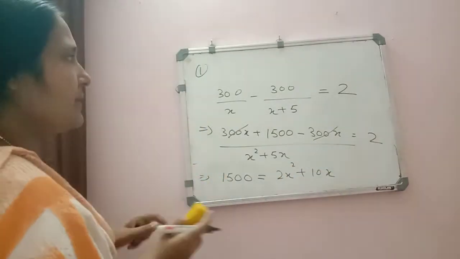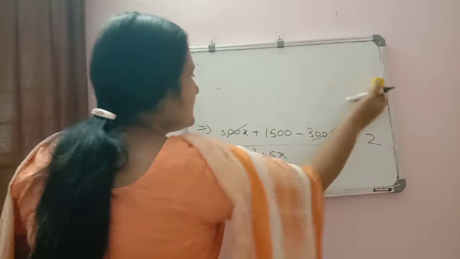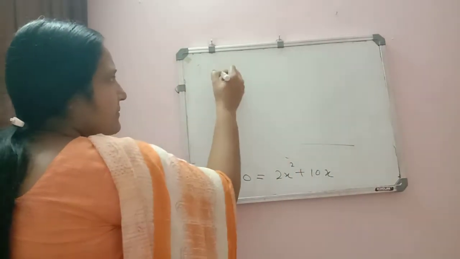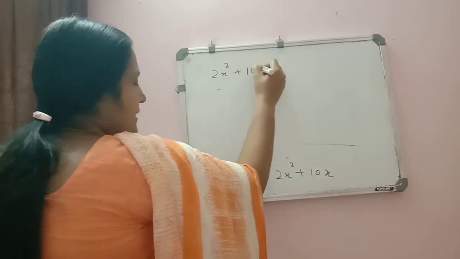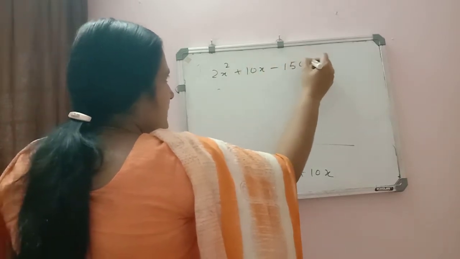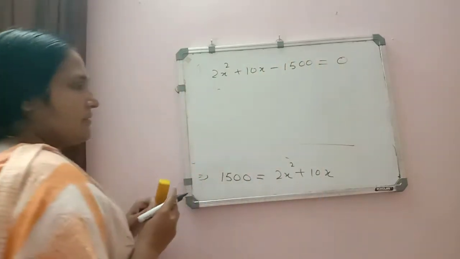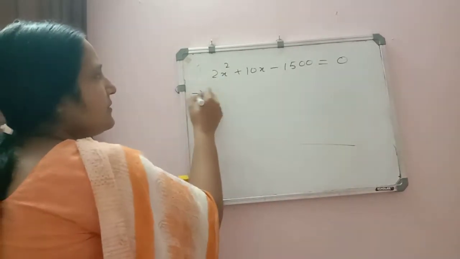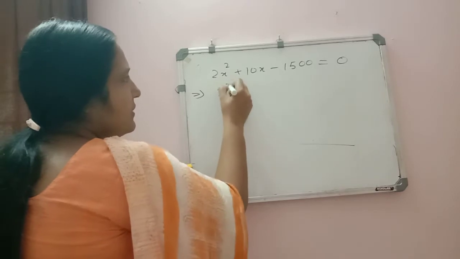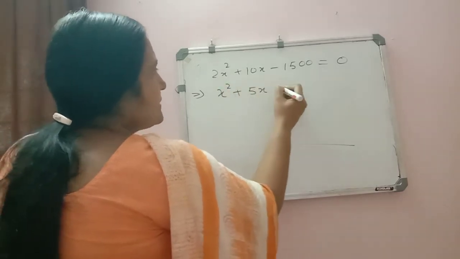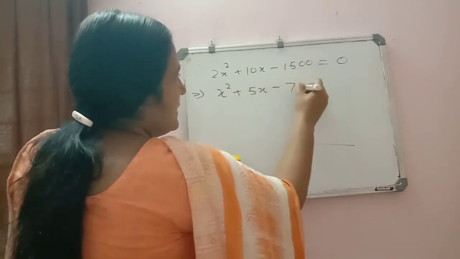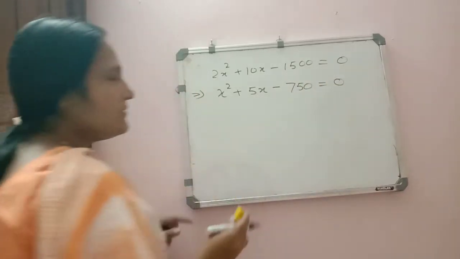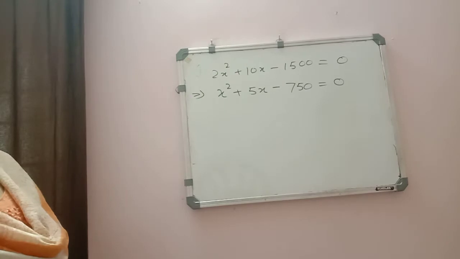So we are getting a quadratic equation. Make the right hand side equal to 0. So we get 2x square plus 10x minus 1500 is equal to 0. As you can check, each term is divisible by 2, so we can cancel it by 2. It will be x square plus 5x minus 750 is equal to 0. Now you all can solve this quadratic equation.